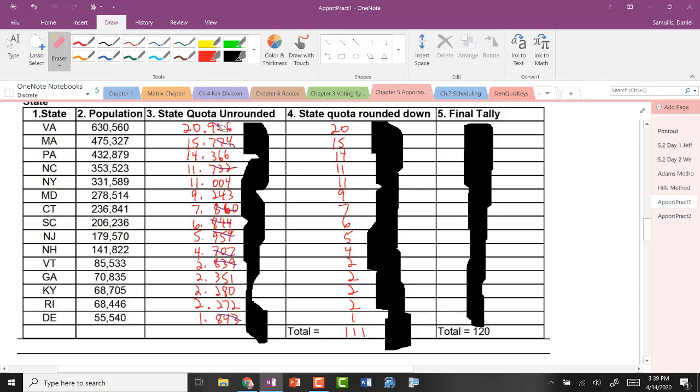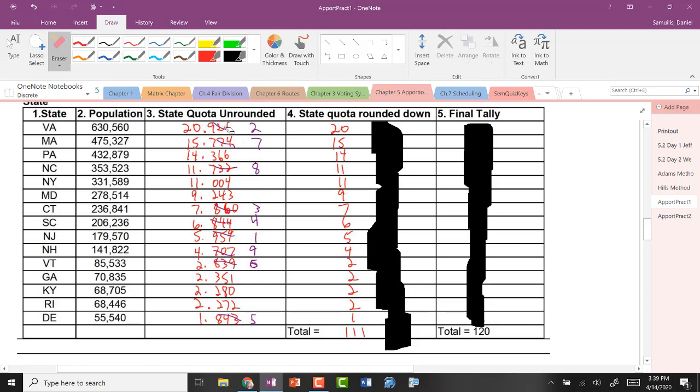Okay, and then this is what I did. This is why you see these crossouts here. What I did, and it's kind of tough on the eyes, but you got to go through the fractional parts and see which one is the highest. And it looks like New Jersey has the highest fractional part. So what I did is I numbered that as, okay, 1. That's the first one to get an extra seat.